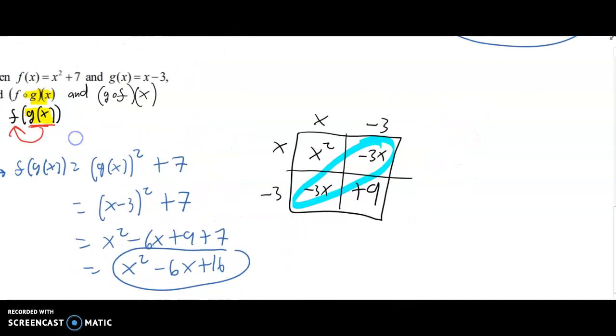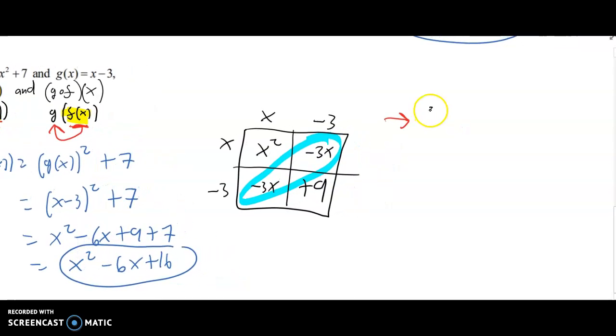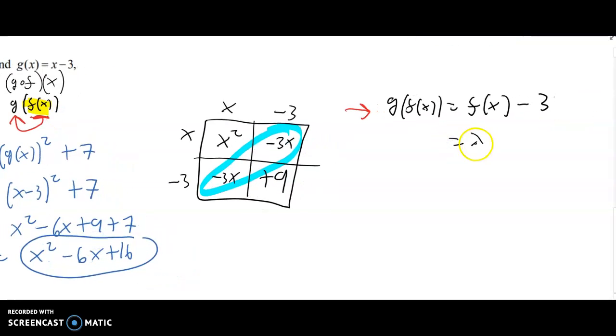Okay, our last one is this g of f of x. So we want to take f, plug f into g. Let's start this over here. So we have g is x minus 3. So let's write g of f of x. So instead of x minus 3, we have f of x minus 3. And f of x is x squared plus 7. And our final answer is x squared minus 4.